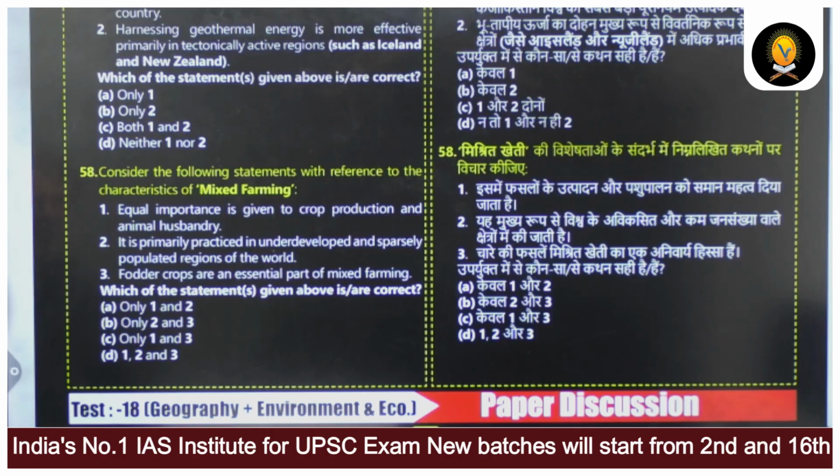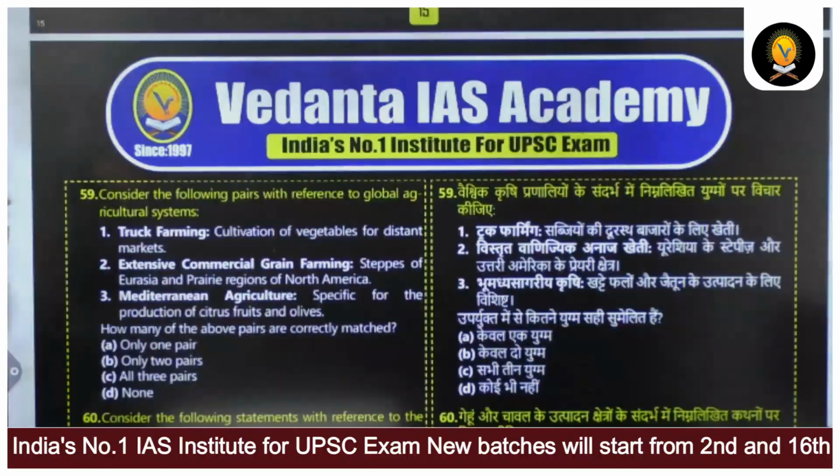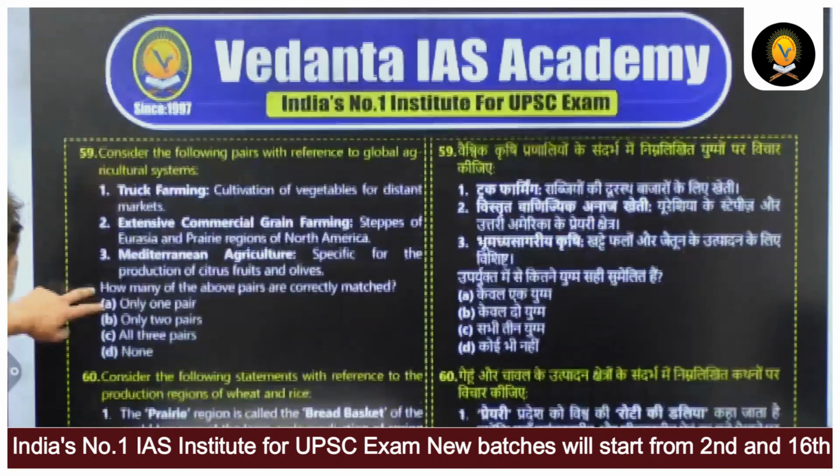It is not correct. Fodder crops are an essential part of mixed farming, yes. So, 1 and 3 are correct. So, only C is the answer. 58 is C. Okay.